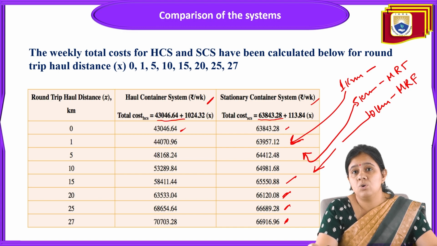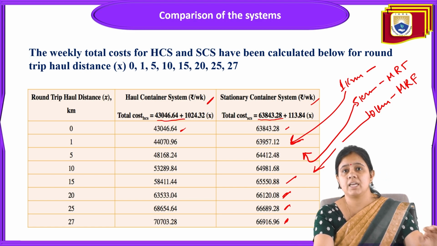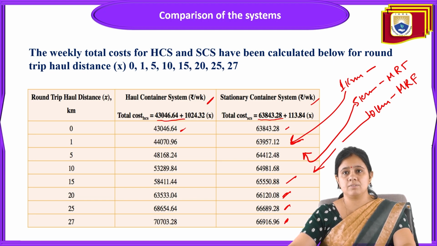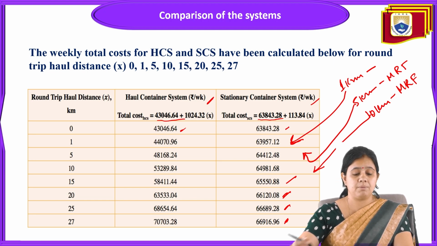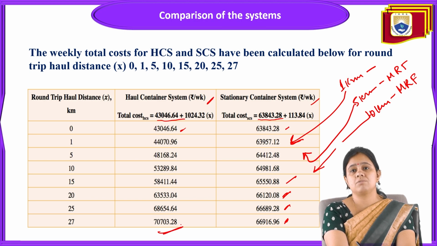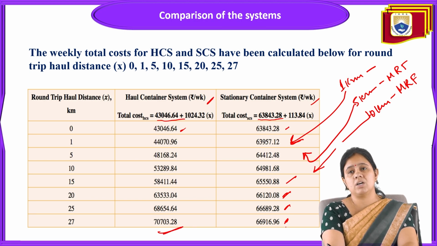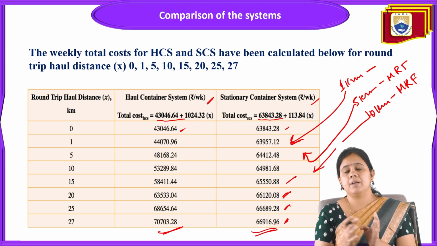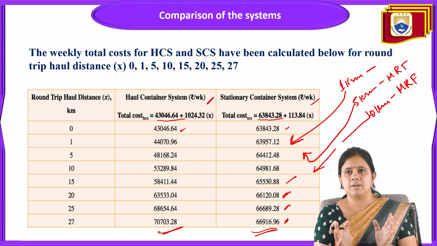So if we go for the haul container system and the stationary container system, we can find that for a larger distance, the haul container system cost will be more, and the stationary container system cost will be less. So we cannot compare the efficiency of both the container systems.